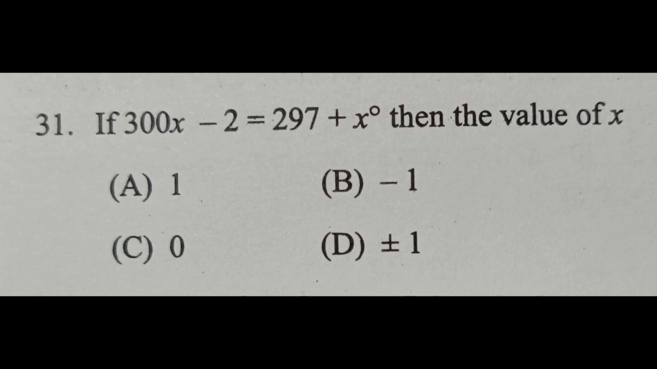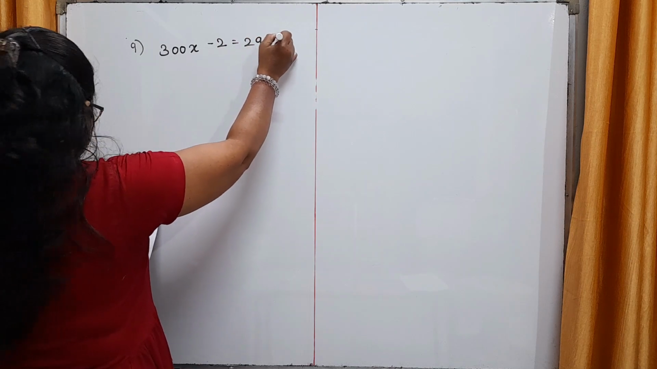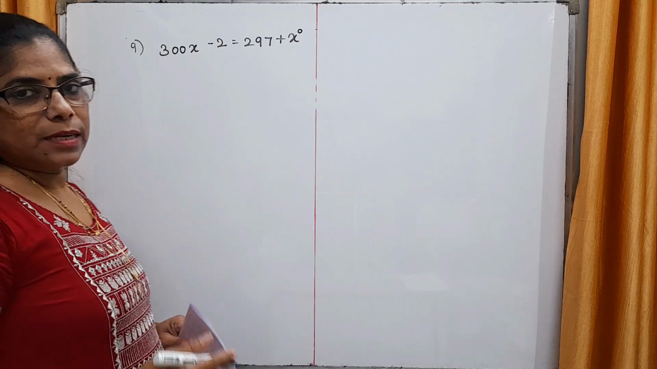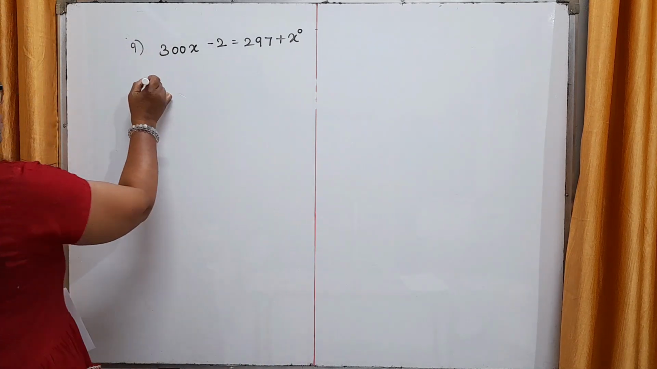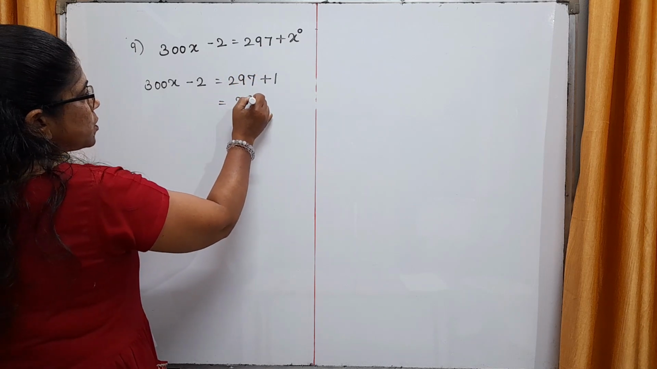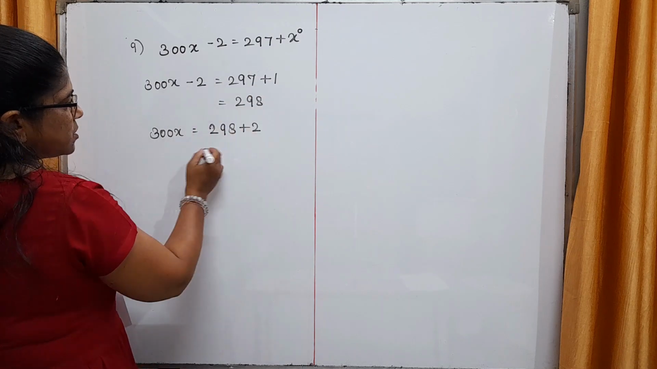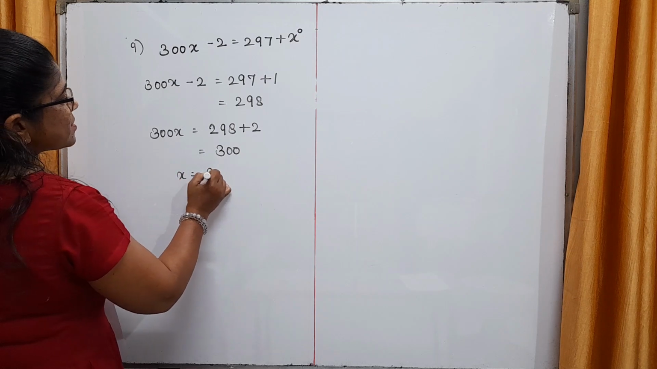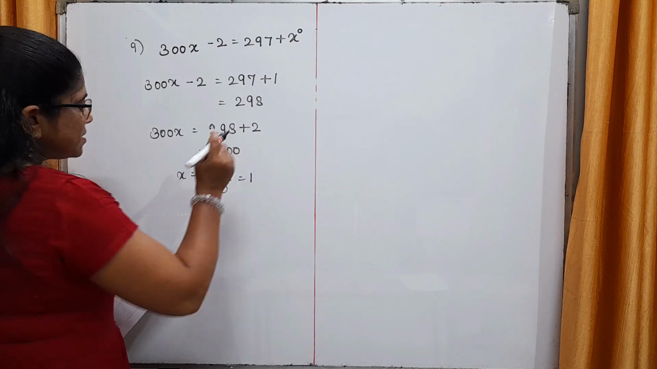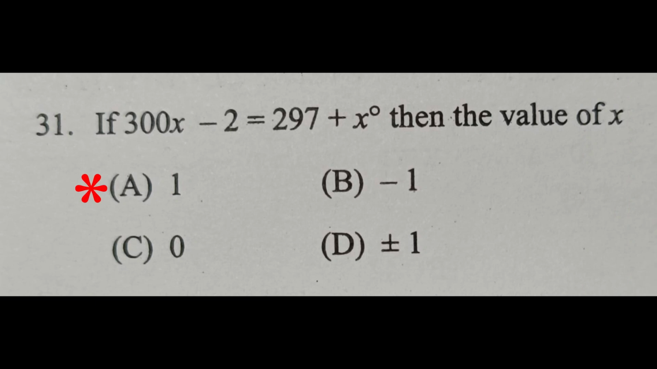Sum number 9. If 300x minus 2 is equal to 297 plus x to the power of 0, then the value of x is? Here 300x minus 2 is 297 plus x to the power of 0. As I said, anything to the power of 0 is 1. So here 300x minus 2 is 297 plus 1, which is 298. 300x is 298 plus 2, minus 2 goes here. That is 300. Here x is nothing but 300 upon 300, that is 1. Oh, this was so simple. Here our option A is the right answer. 1 is the right answer.